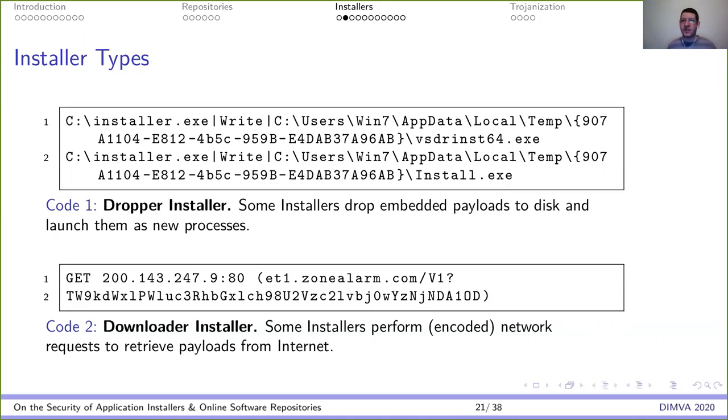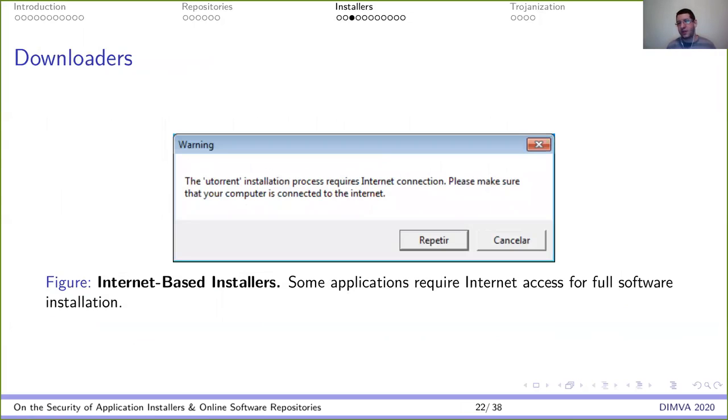And the second one are the downloaders. They are basically stubs that download the payload to be installed from the internet and then run the installer in the file system after the download succeeds. So basically they are a stub, and if you have no internet connection, this type of installer will not run.